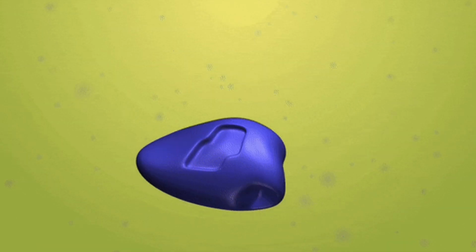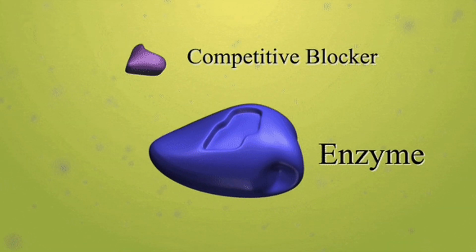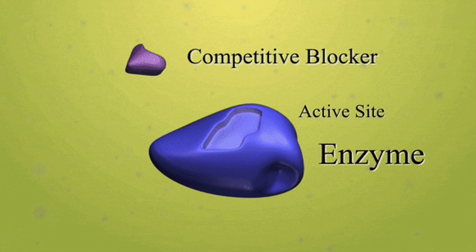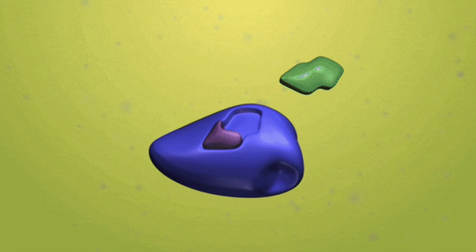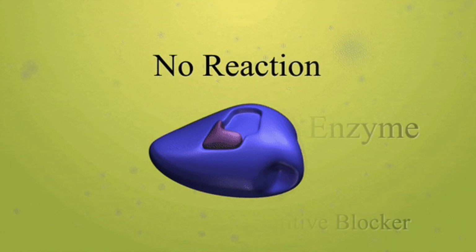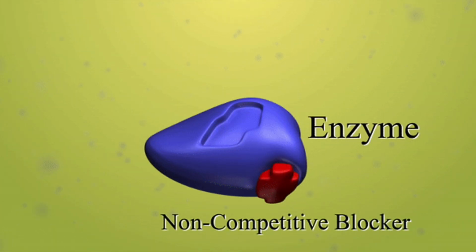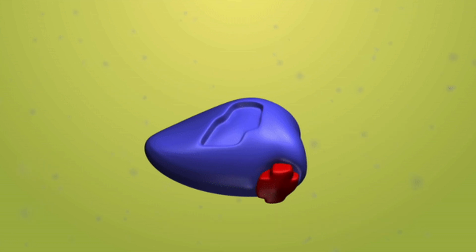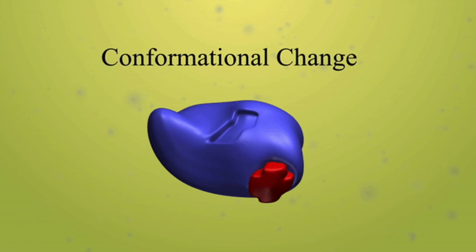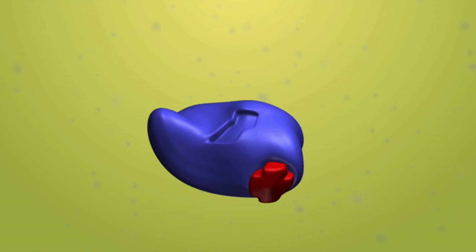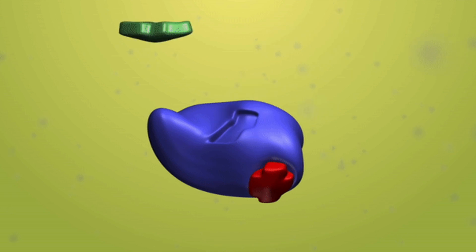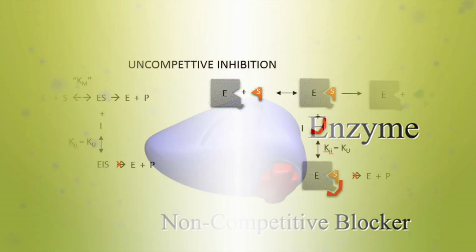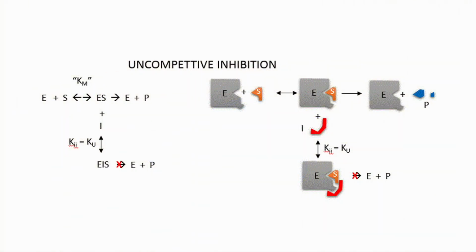In competitive inhibition, the substrate and the inhibitor both compete for the active site. That is to say, the spot that catalyzes the substrate. In non-competitive inhibition, the inhibitor can bind to the enzyme directly or to the enzyme-substrate complex. In uncompetitive inhibition, the inhibitor binds to the enzyme-substrate complex.